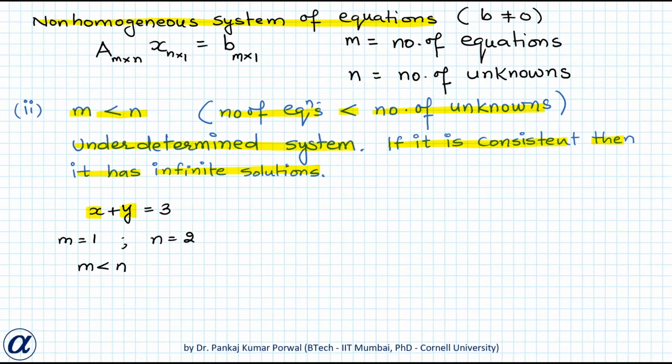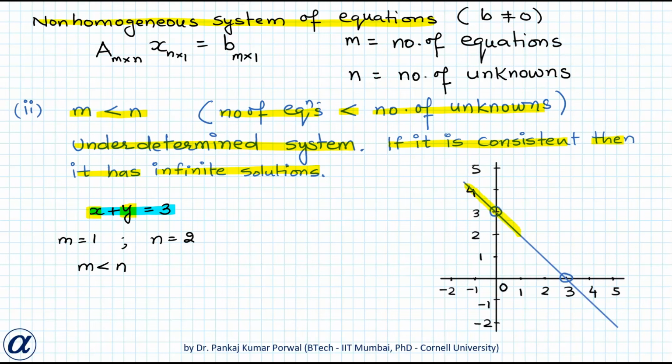Now we also know that x plus y equals 3 is the equation of a straight line in the 2D plane, and if I plot that line, then I get a line like this, and we know that every point lying on this line satisfies the equation of this line. So x plus y equals 3 is consistent and has infinitely many solutions.